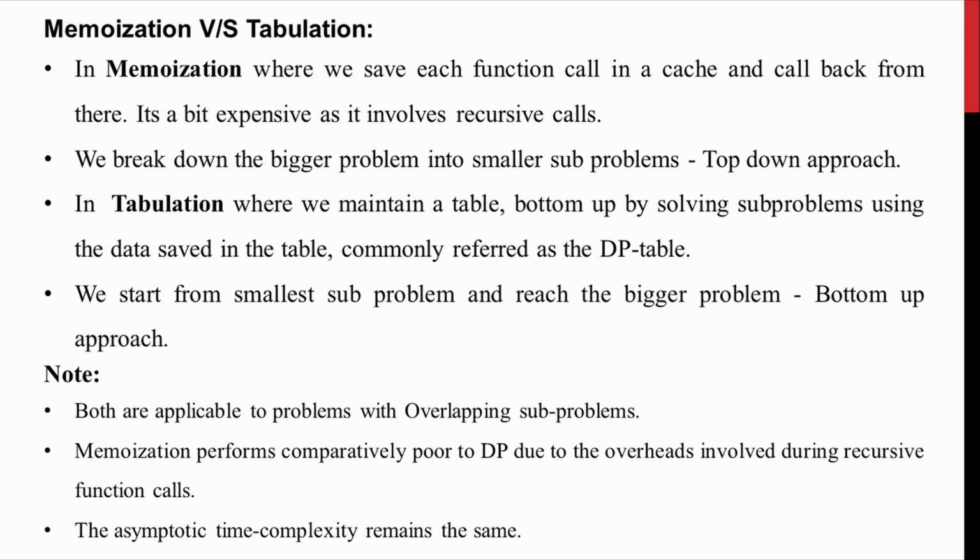However, when a lot of recursive calls are required, memoization may cause memory problems because it might have stacked the recursive calls to find the solution of the deeper recursive call. But we wouldn't deal with this problem in tabulation. Generally, memoization is also slower than tabulation because of the large number of recursive calls. So, both are applicable to problems with overlapping subproblems. Memoization performs comparatively poorly compared to tabulation due to the overhead involved during the recursive function calls.